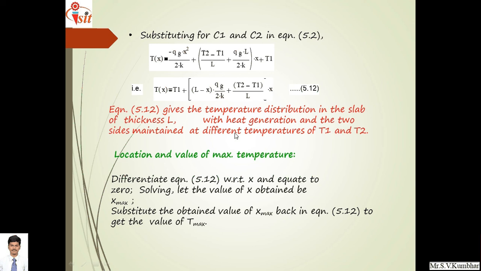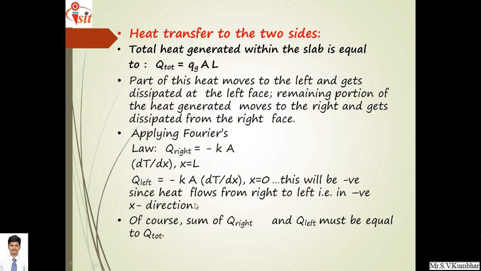Now we will locate the maximum value of temperature. Differentiate this equation with respect to x and equate it to 0, and we will get the condition for x max. If you substitute the x max value in this equation, we will get the condition for the maximum temperature Tmax. While solving numericals, I'll explain it once again.